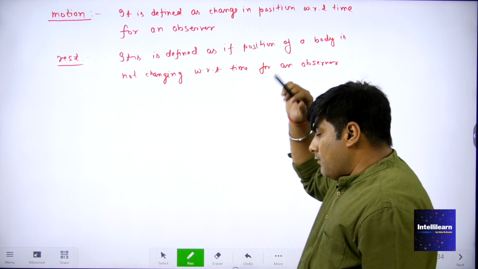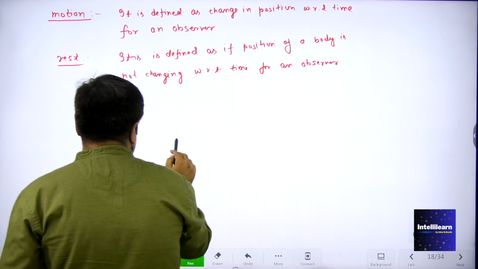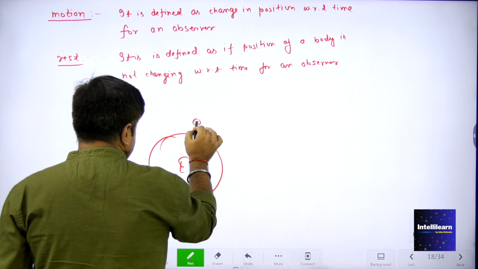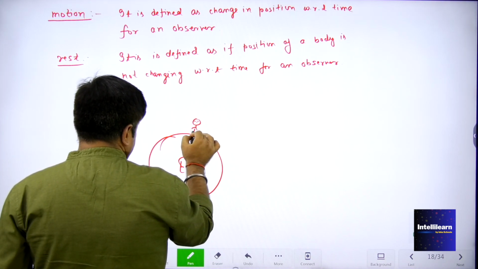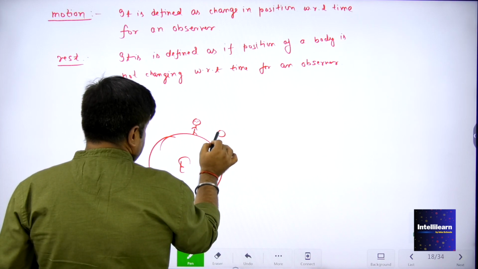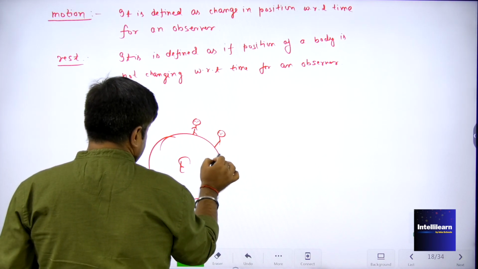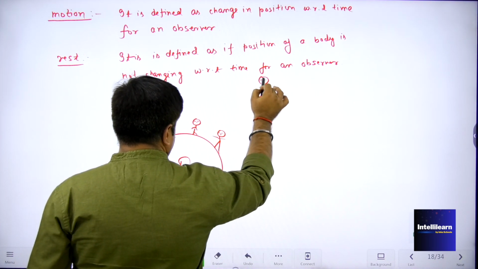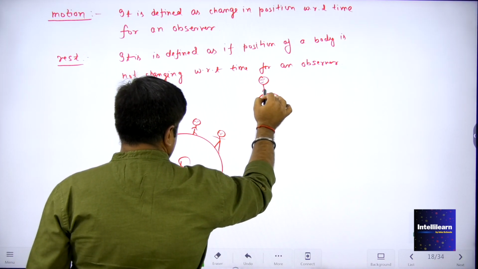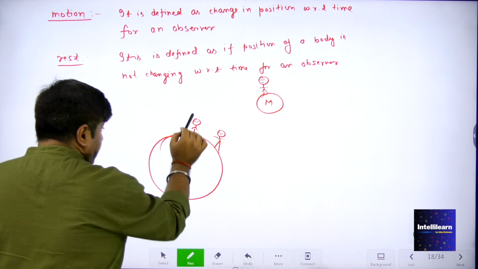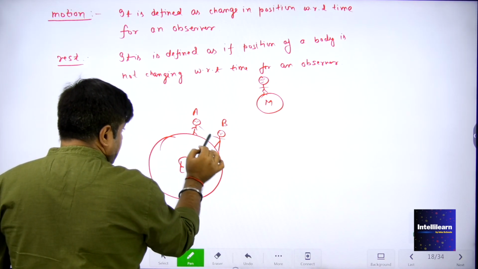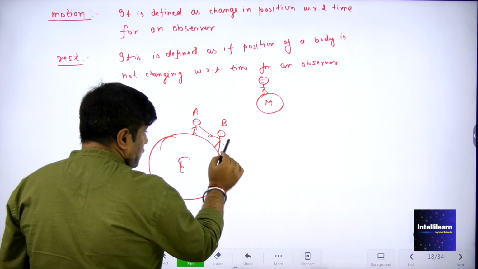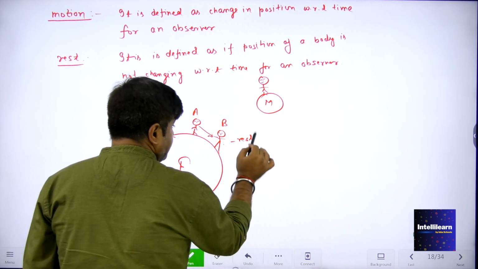Now suppose I take one more example. Suppose you are sitting on earth. This is your earth. You are sitting on earth, and your friend is sitting on the same planet, earth. Now this is the moon, and one astronaut is on the moon. If you are looking at your friend, the position of your friend is not changing with respect to you. So for you, your friend is at rest.